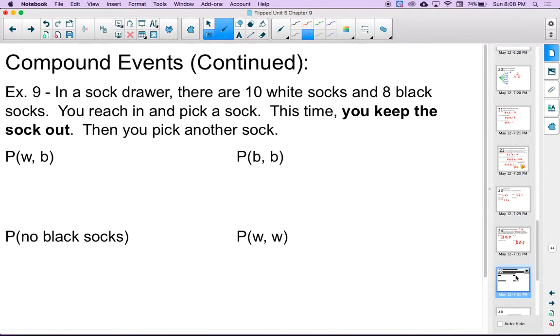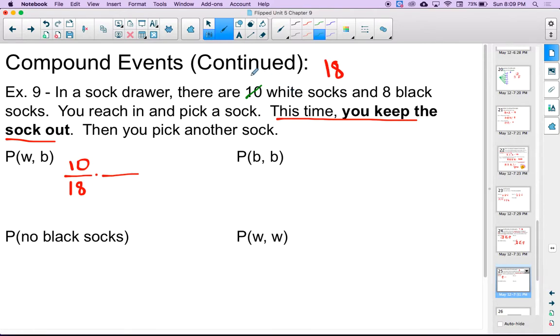Let's look at this problem and then we are finished. This problem looks exactly the same, except instead of putting the sock back in, we keep it out. Keep it out. So let's do this one. Probability of a white sock first, black sock second. White sock first is 10 18ths. But this time we take the sock and keep it out.